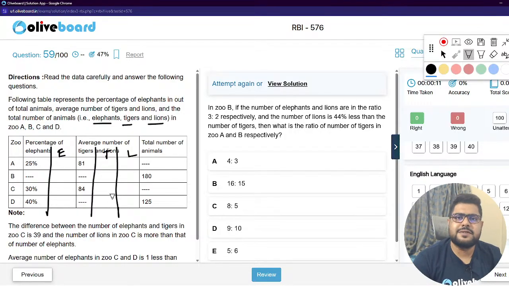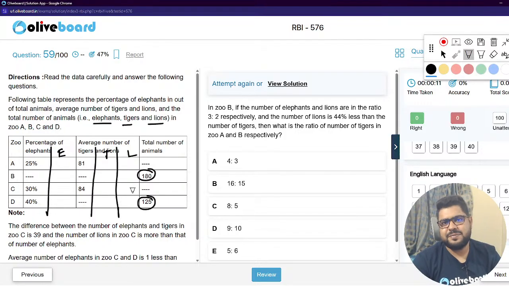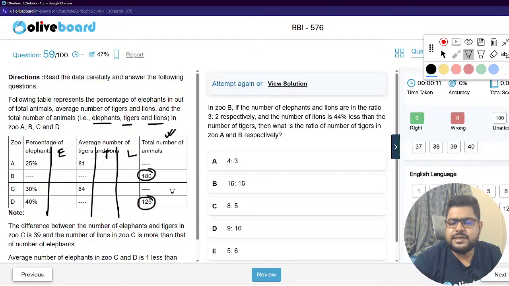First things first, understand. 180 is given, 125 is given. And this is the average given. So average given means I can figure out the total also. This is the average for tigers and lions, so the total I can definitely figure out. Now let's first fill this column.